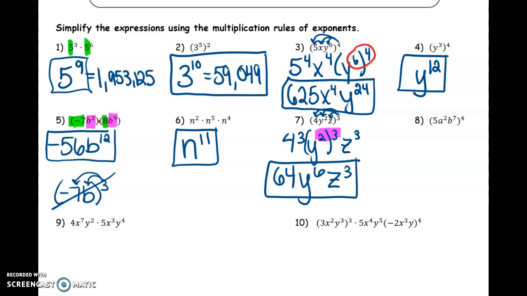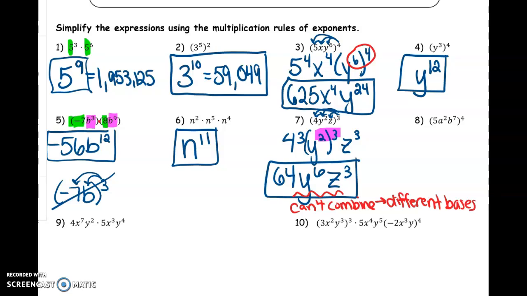Again, we can't combine these. I can make a note here. Can't combine the different bases.